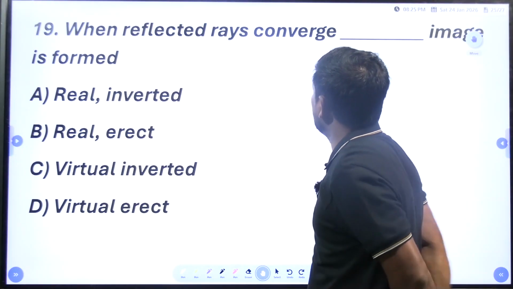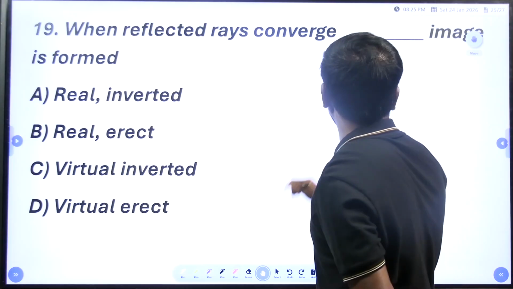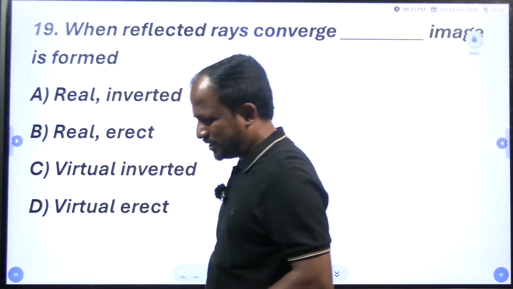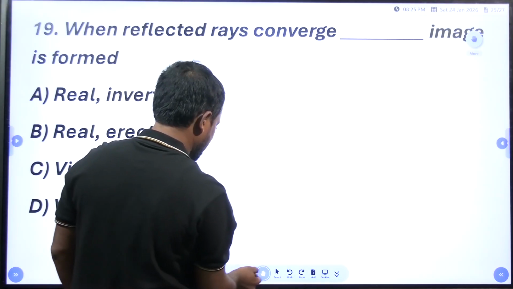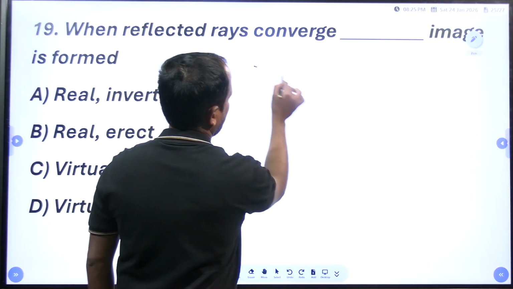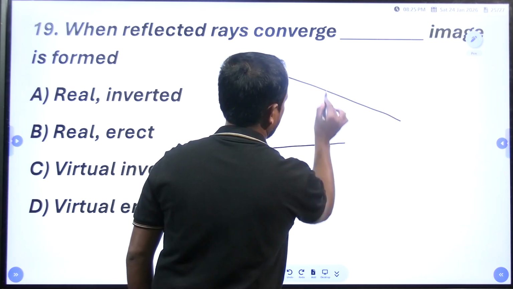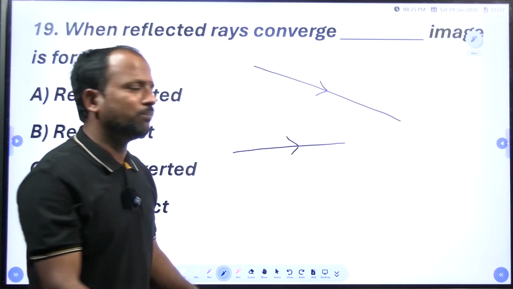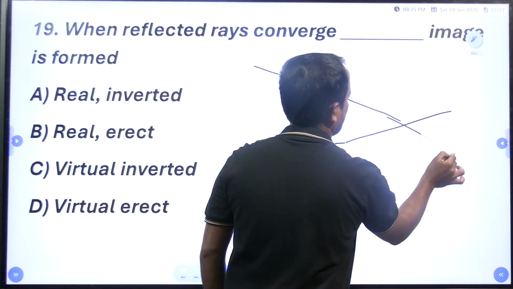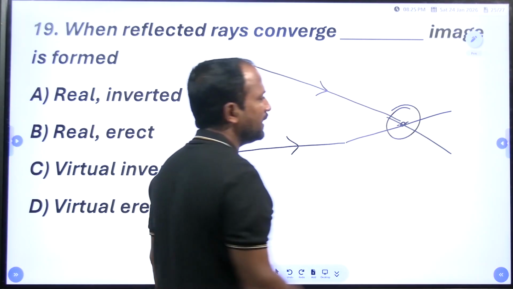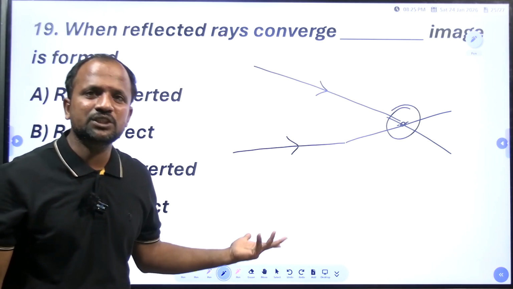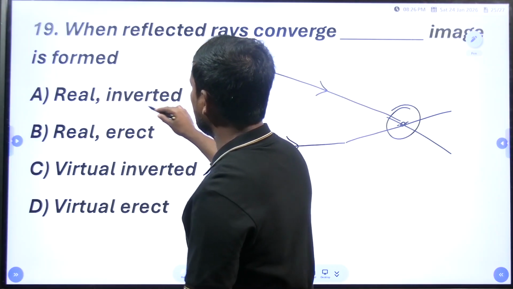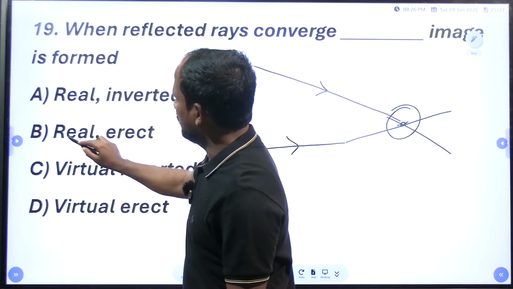When reflected rays converge, dash image is formed. Reflected rays converging means, for example, right here I will draw. See here, this is one reflected ray and this is also one reflected ray. These two rays are going to converge, meaning they meet at one particular point. If you extend, right, observe here, it is meeting. Reflected rays directly intersecting. Then which type of image is going to be formed? Real image. So option real.